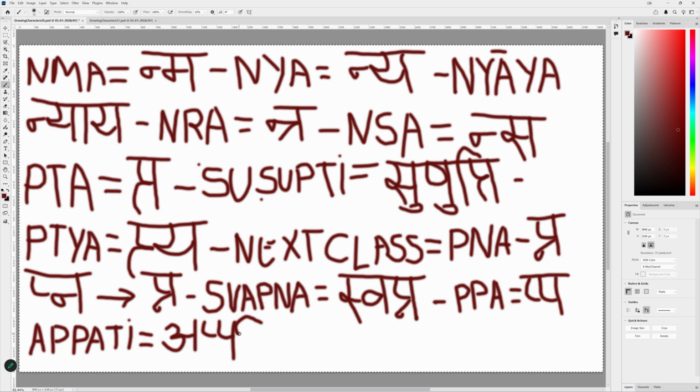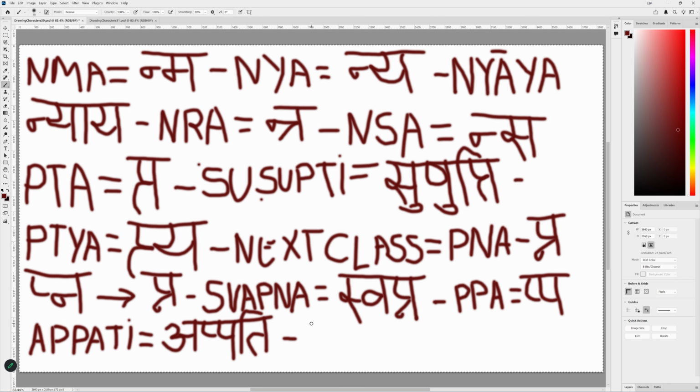I write the letter ta, leaving some space for E, and next the letter E here. Appati. Remember that this is the A in the southern style. It's the most popular A.